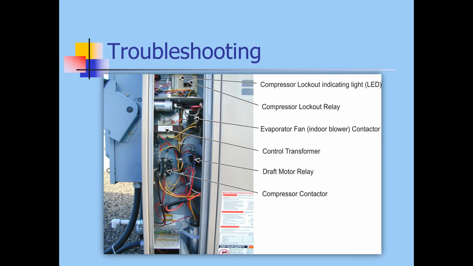Our first stop should always be the electrical control panel in the RTU, which should have indicating lights that will tell us what is malfunctioning within the system. Make sure that we use our voltmeter for diagnosing, and if we understand the operation, it's easier for us to do the troubleshooting as well.